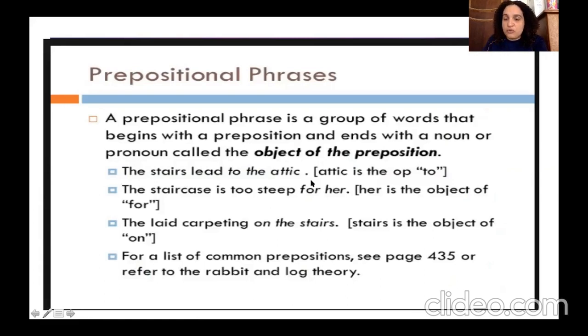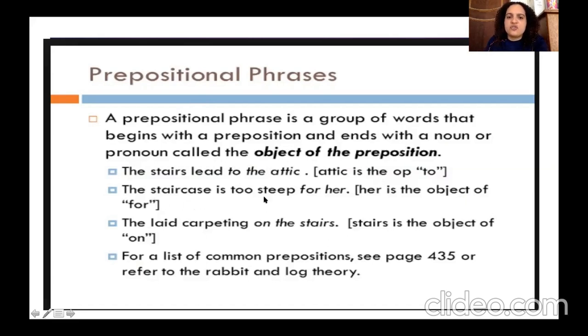So a prepositional phrase starts with a preposition. To finishes with a noun, attic. So to the attic is the prepositional phrase, which indicates the place where these stairs are. Okay, so I call attic the object of the preposition. Why? Because we call the noun or pronoun that finishes the phrase the object of the preposition. So a prepositional phrase starts with a preposition and ends with the object of the preposition, that is a noun or pronoun.